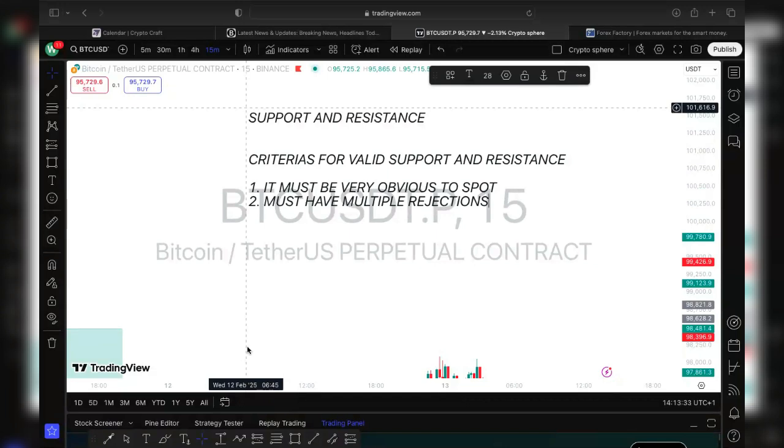The third one you want to note down is that the reaction from those zones must be drastic.